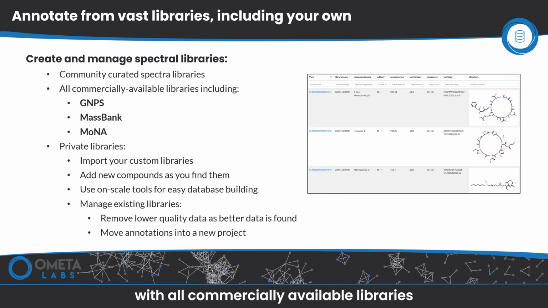Now, Ometa Flow comes with all commercially available libraries from the public repositories GNPS, MassBank, and MONA, which currently contain almost 1 million library spectra. However, we also have tools to import and manage your own custom libraries, including high-throughput tools to extract library spectra from mass spectrometry files. This is great when you're studying common metabolites where library spectra have already been collected.